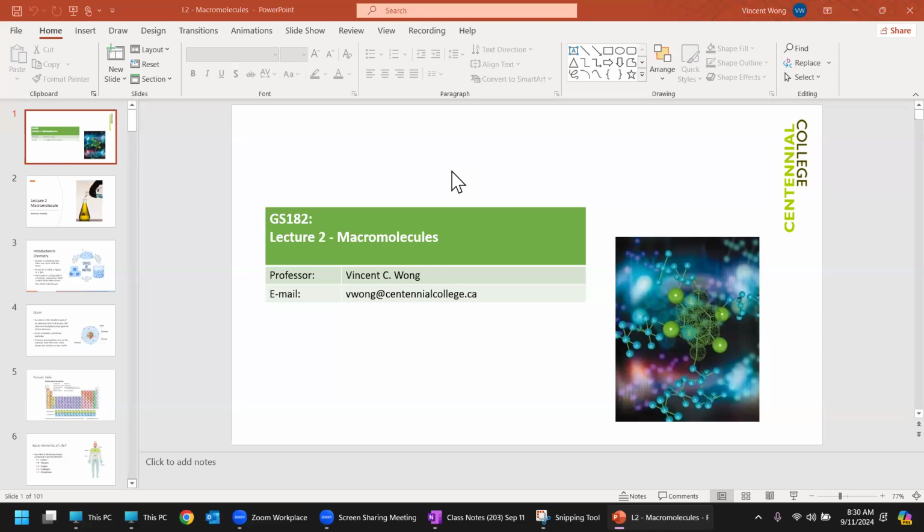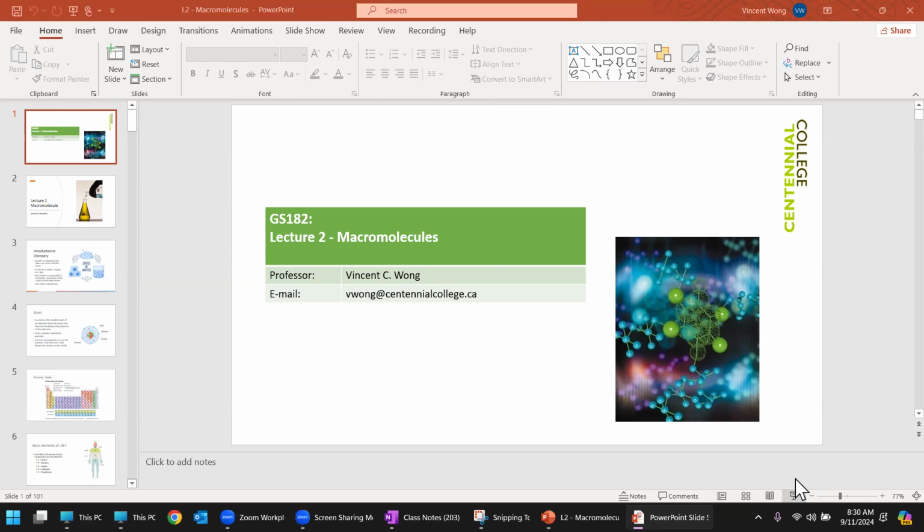We will be starting lecture 2 today, which is about macromolecules. It's going to seem a little bit overwhelming at times because there is a lot of new information, but I will try to not go too fast, and I'll try to summarize things wherever it's appropriate. Okay, so just stay with me and try to ask questions if you're a little bit confused.